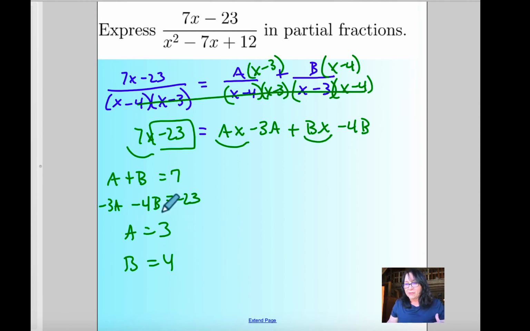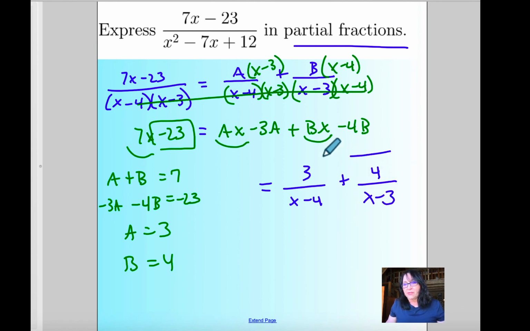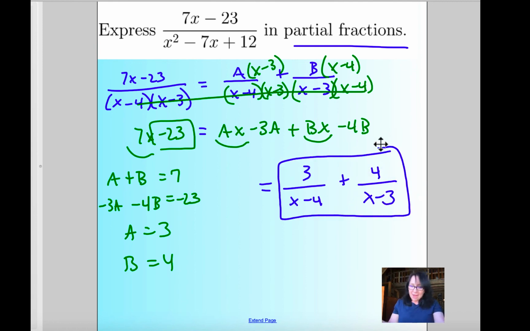You don't write your answer like this, by the way. You have to rewrite it as a partial fraction. See, express as a partial fraction. So this was going to equal A, which is 3. So this is going to be 3 over x minus 4 plus B is 4 over x minus 3. And so this is my solution. That's my partial fraction.